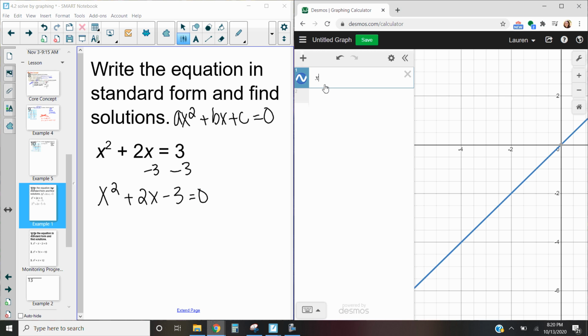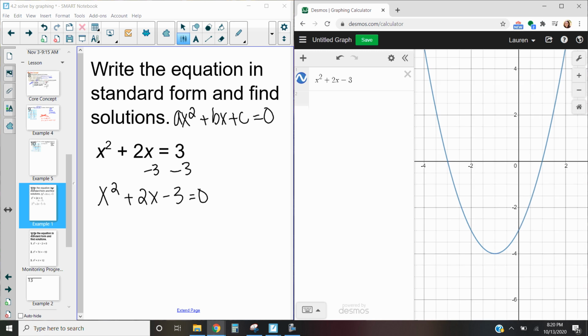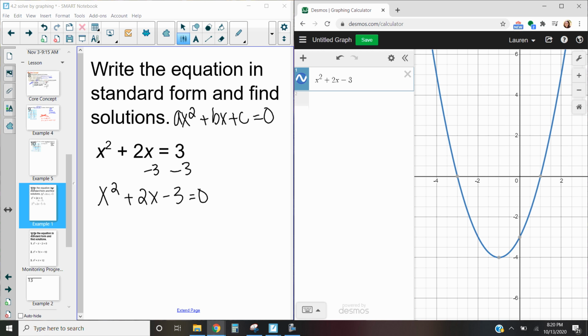So let's graph it in Desmos. X squared plus 2x minus 3. Bam, there it is. And now I can click right onto my function, and as I go over, I can see where those points are, where those zeros are. So in this case, we have a 0 at x equals 1, and we have a 0 at x equals negative 3. So what are the solutions? Well, our solutions here are x equals negative 3 and x equals 1. Fantastic.